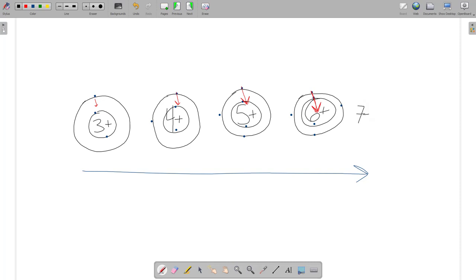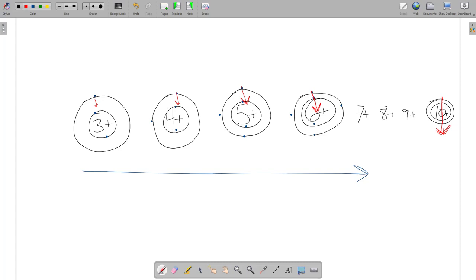7 plus, 8 plus, I'm just going to skip a couple here, 9 plus, 10 plus, this is at the end of the row. At the end of the row, it's really small because that 10 plus can really pull really hard. The 10 plus charge pulls really hard on those electrons.